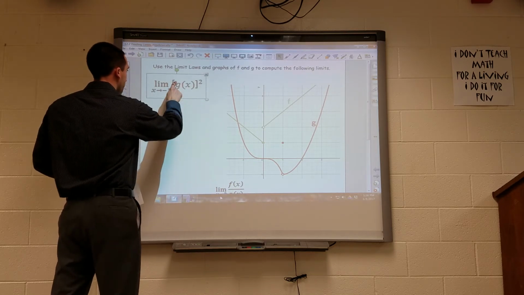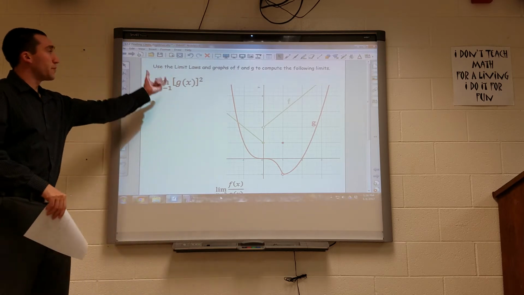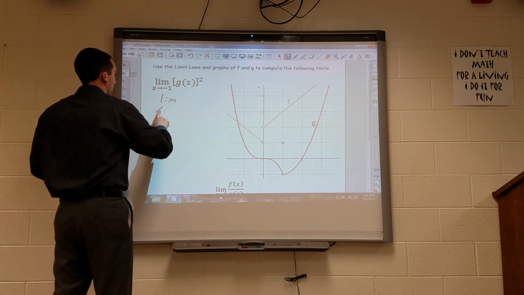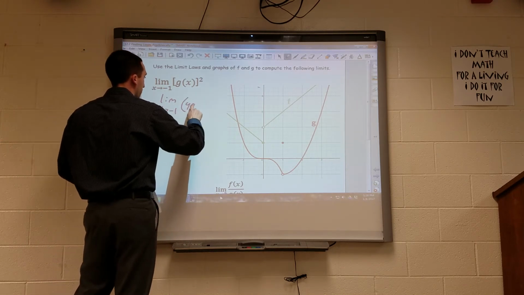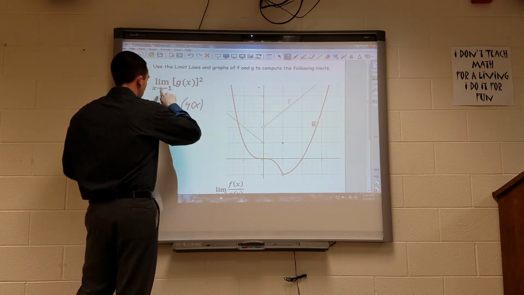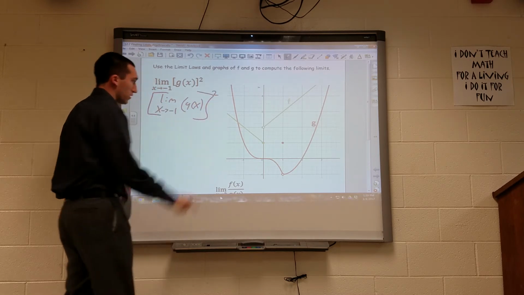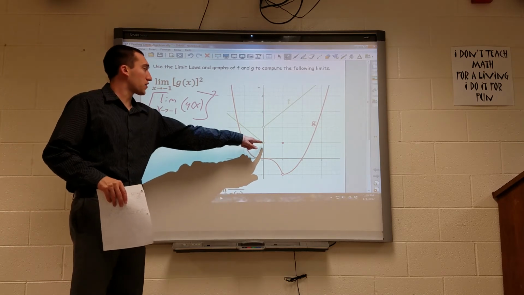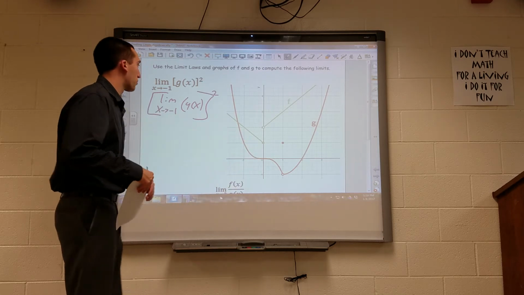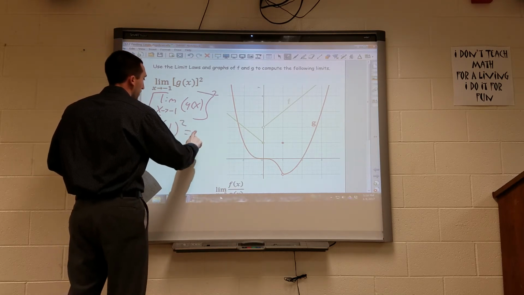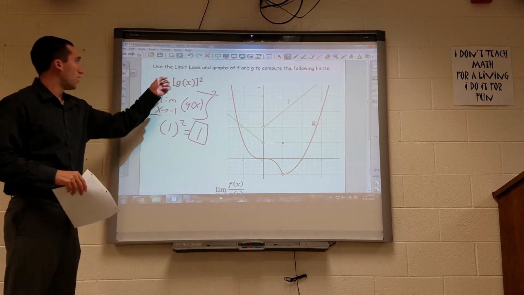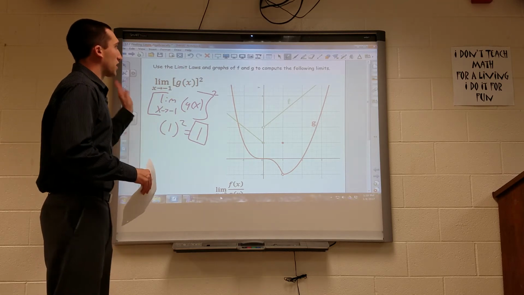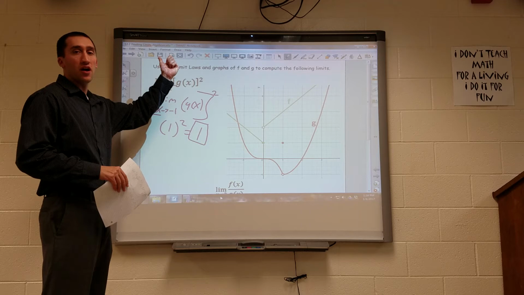And finally, we're allowed to take the limit first, then square it. So let's take the limit as x approaches -1 of g of x, and then we will square that whole limit. So as x approaches -1, g of x approaches 1, right? So y approaches 1, so we get 1 squared. So the limit as x approaches -1 of g of x squared is just 1. Okay, so that's using a graph and our limit laws to find the limits.